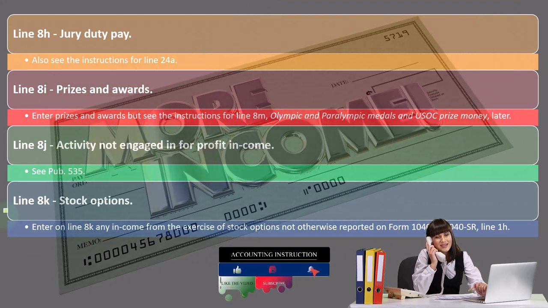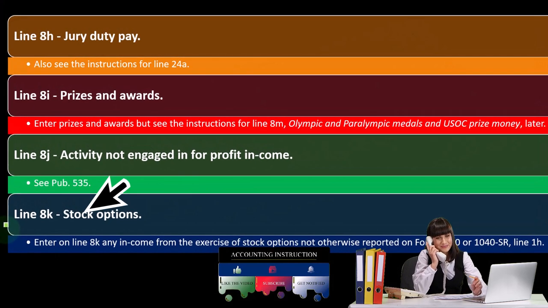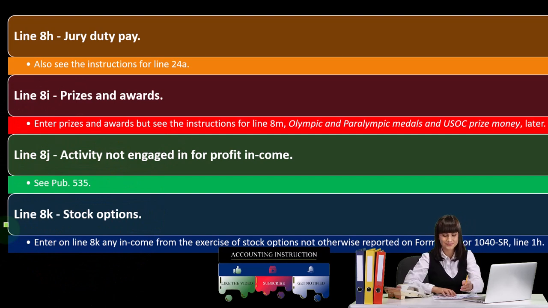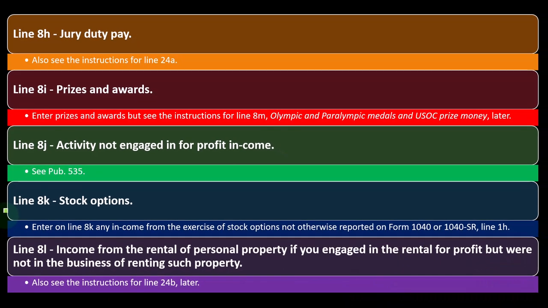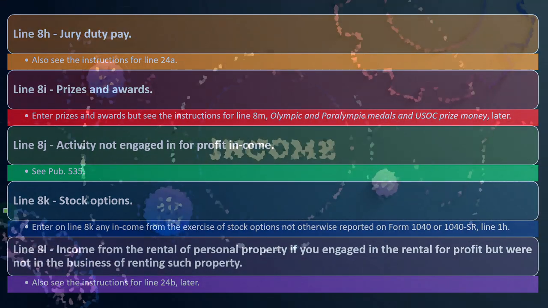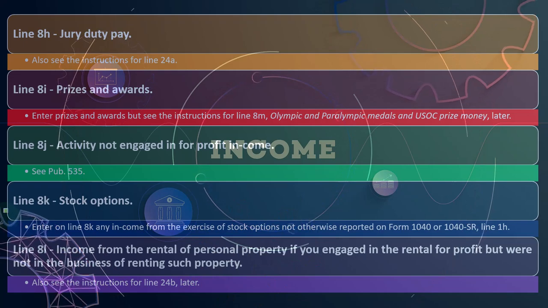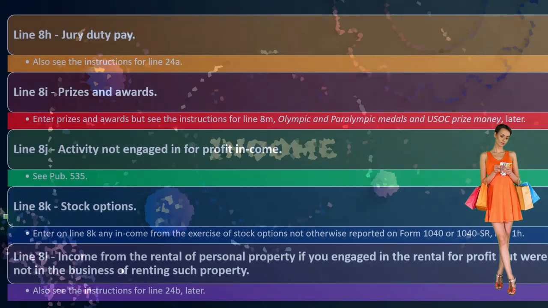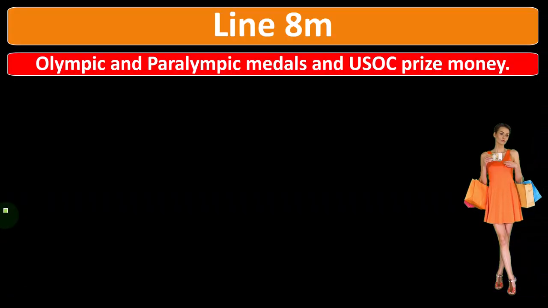So line 8K, stock options. Enter on line 8K any income from the excess of stock options not otherwise reported on form 1040 or 1040-SR. Line 8L, income from the rental of personal property. If you engaged in the rental for profit but were not in the business of renting such property, you can also see the instructions for more detail on that on line 24B later.